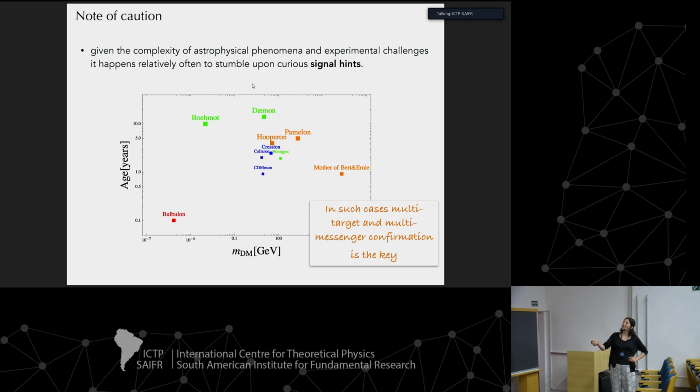So there's the Hooperon. This would be this galactic center excess dark matter. Here it is 10 years. It should probably now be almost 15. Okay, but what is the strategy? If you find dark matter in one target, you have to cross-check. You can never be sure unless you see it in a different target with a different messenger and things like that.